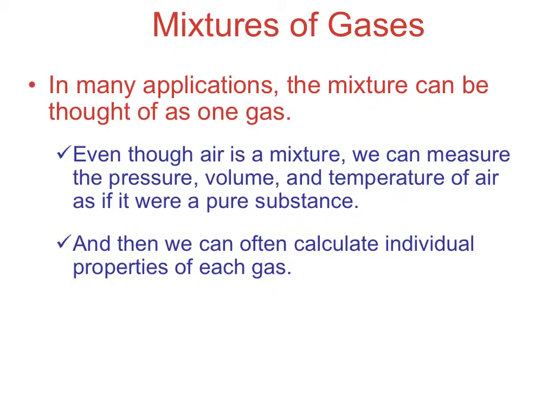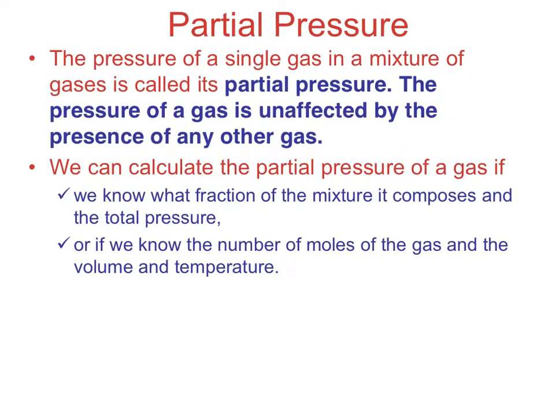So it turns out that because the gases don't interact with each other, there are not significant intermolecular attractions or repulsions, we can treat each gas in a mixture individually. That makes things a lot easier for us. So if there's a gas in a mixture and we want to talk about the pressure or properties of one individual gas in the mixture, the pressure we refer to as partial pressure. That's the pressure of a gas that's in a mixture.